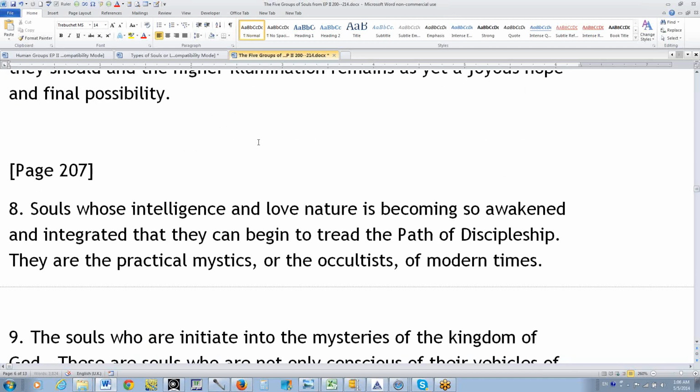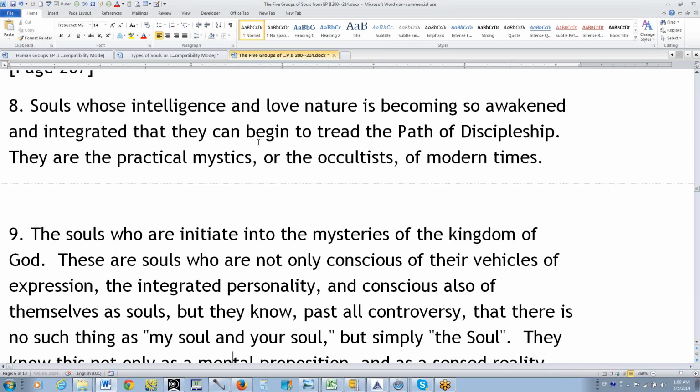Number 8, souls whose intelligence and love nature is becoming so awakened and integrated. Notice those words, I'll describe later, that they can begin to tread the path of discipleship. They are the practical mystics or the occultists of modern times. I think many find themselves here. Those who are students of the Blue Books in an earnest way may find themselves here.